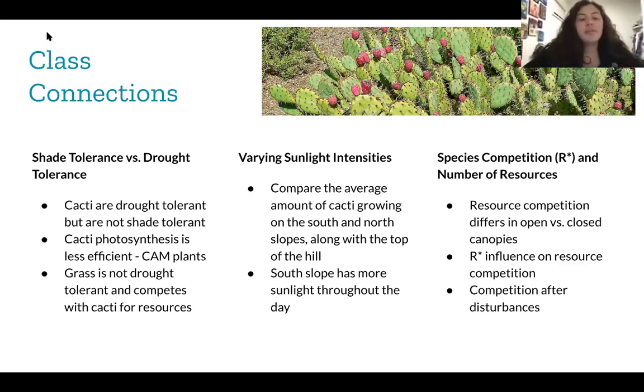Another thing that we thought was a cool connection was R-star and species competition overall. R-star is the minimum resources required for a population to establish. The cacti have a lower R-star in terms of water necessity and a higher R-star than other vegetation for light. Something we thought was interesting too was that when the canopies are closed, light is the main source of competition. However, when the canopies are open, other resources such as water and nutrients are also being competed for. And there is some notable competition after disturbances, which will be discussed a little later on in the presentation.